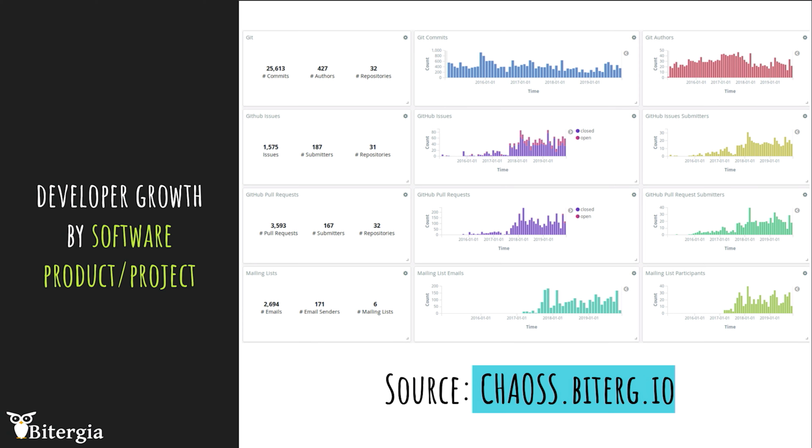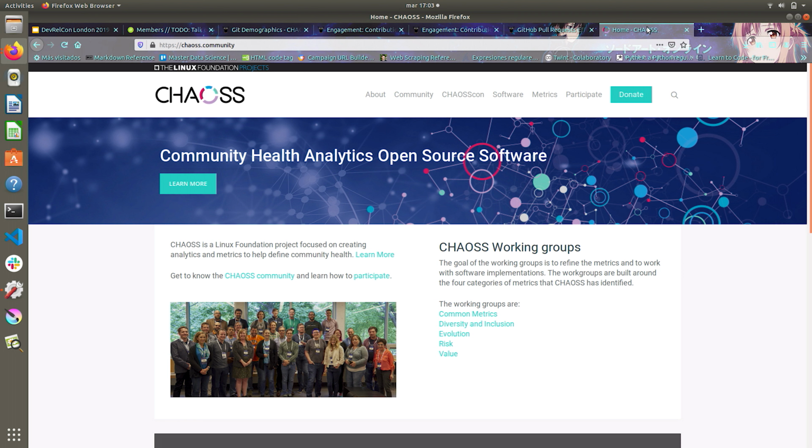One of the ideas we can measure is the developer growth by software product or project. I'm showing you some real examples. This comes from the CHAOSS community. If you're not familiar with that, it's an open source project from the Linux Foundation, basically focused on creating analytics and metrics to help define community health. So they wanted to know what was going on with the community.